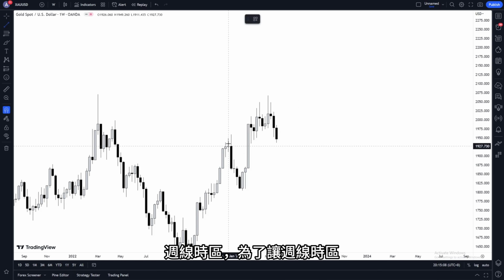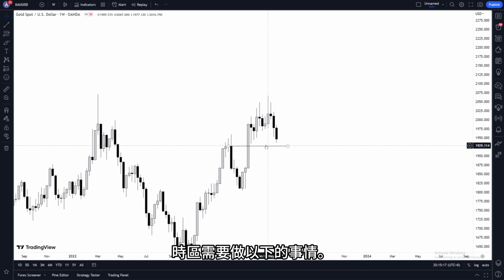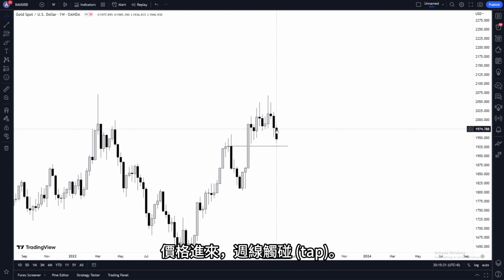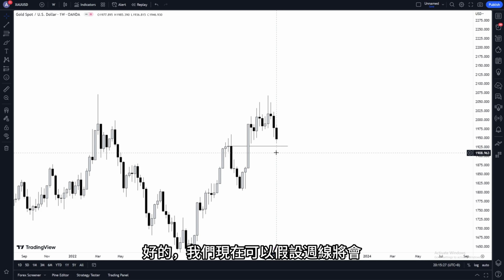In order for the weekly time frame to buy in line with the monthly bullish storyline, the weekly time frame needs to do the following things. Let's assume we're picking this level. Okay, let's assume this. Price comes in, the weekly taps. Now, what does the weekly need to do? It needs to do the weekly reject weekly, daily bullish breakout. Okay, we can assume now that the weekly is going to be bullish together with the monthly.